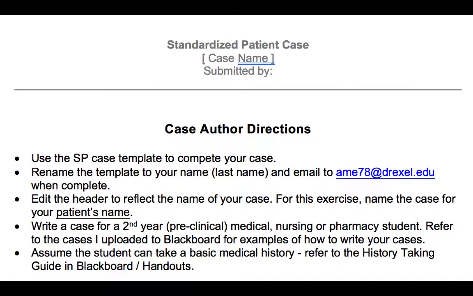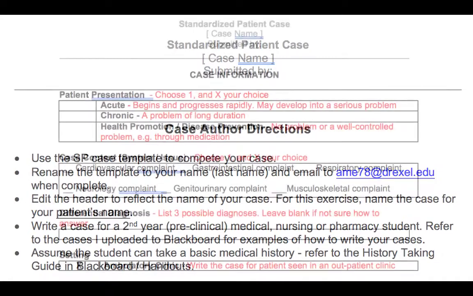And what you're going to be doing is writing a case for a second year preclinical medical, nursing, or pharmacy student. And I'll give you some information about how to complete this, but you'll assume that the student can take a basic medical history, and for that you want to refer to the history taking guide that I will upload to Blackboard in the handout section. So basically this is a student who is preclinical, perhaps has had very little experience with actual patients or no patient experience, but perhaps has had some standardized patient experience. So pretty basic stuff here.